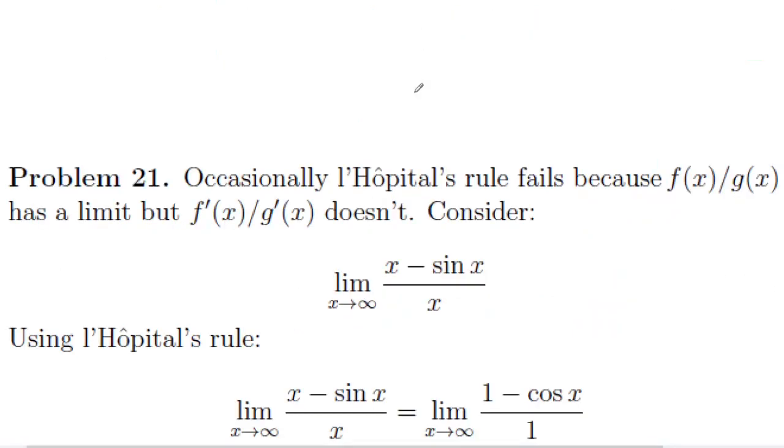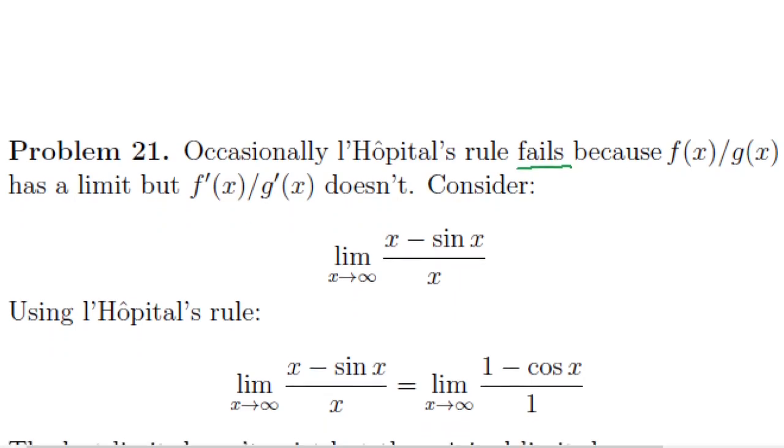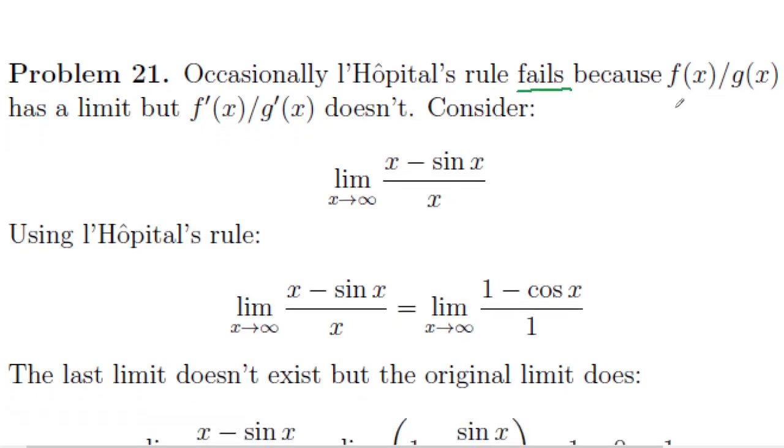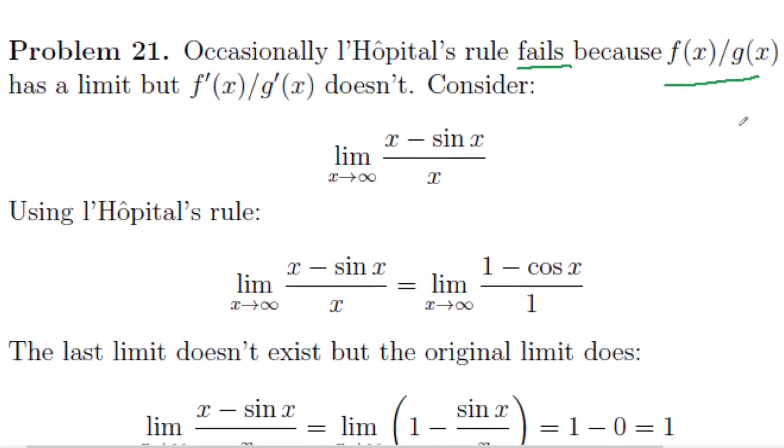In this last problem, I'll point out an occasional failure of L'Hopital's rule, which happens when we start with a fraction that actually has a limit. It may be 0 over 0 or infinity over infinity. But when we take the derivatives, f prime divided by g prime, and take the limit of that, that limit does not exist. Obviously, then L'Hopital's rule cannot be applied, and we must use a different method to figure out the limit of the original fraction.